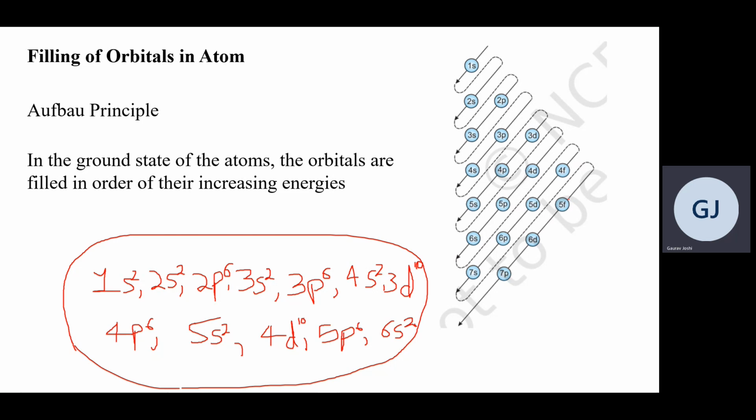For example, f is there, and f can have 14. For example, 4f is there, and it can have 14 electrons. So this is the thing.